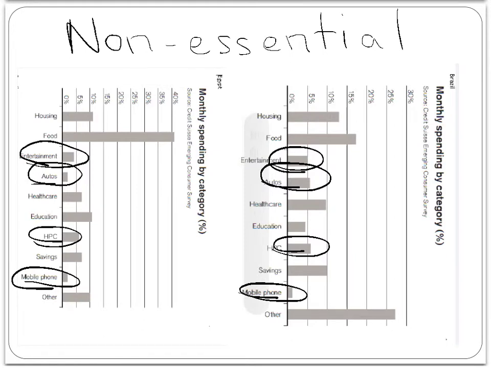The big difference between these two graphs is that other spending accounts for 20% or less than 20% for Egyptians. However, other spending for Brazilians accounts for over 20%.